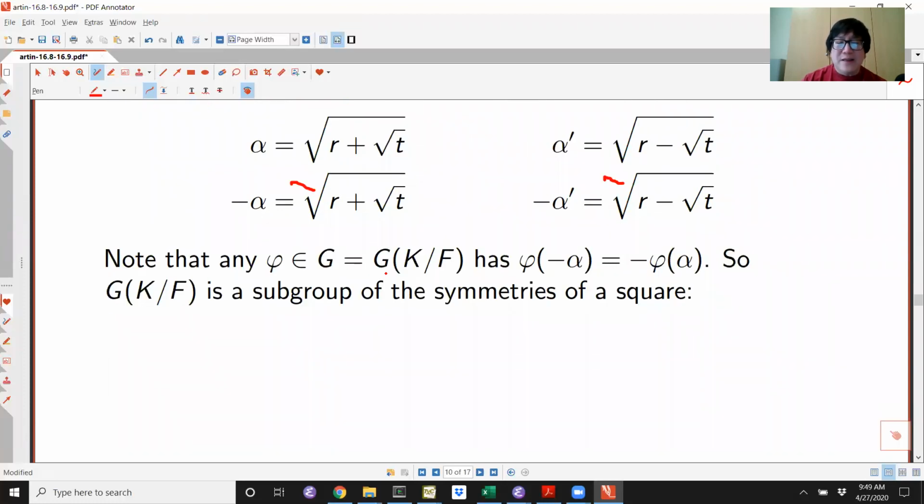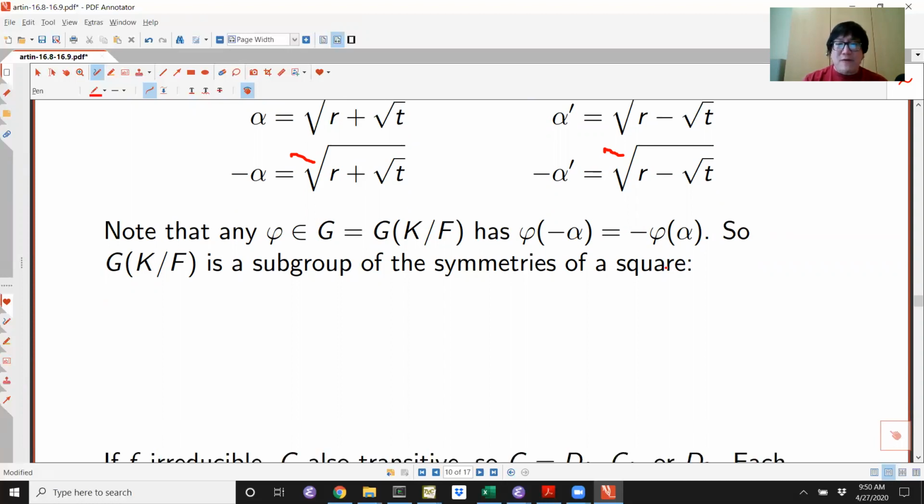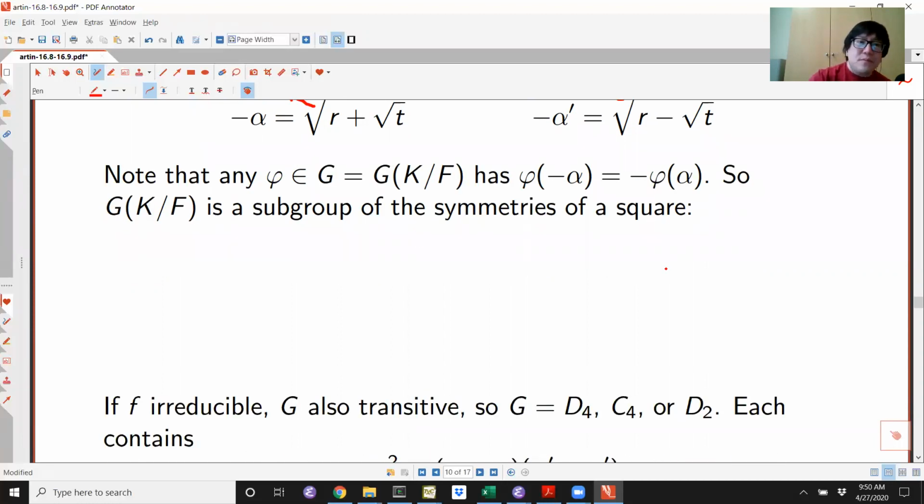And this is getting back again a little bit to both Ravi and Mengru's question. So one observation we can make is that if you have an element phi of your Galois group, then phi of minus alpha is equal to the negative of phi of alpha. And so I like to think of this as a square. Ta-da, there's a square.